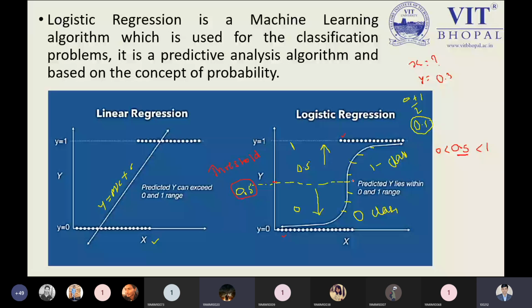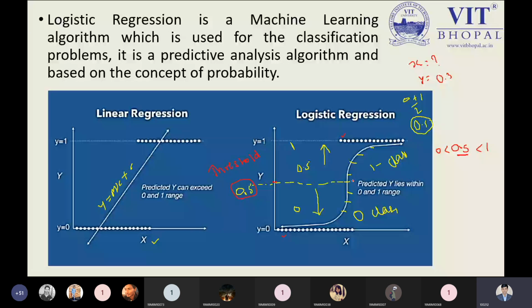Sir, you're taking linear regression and finding the y value. If the value of y is more than the threshold value, then it's going to be 1. If it's less than the threshold value, it's going to be 0. That is called logistic regression.